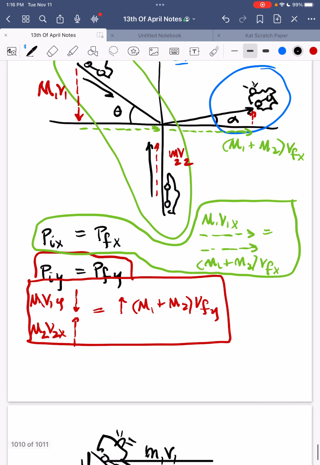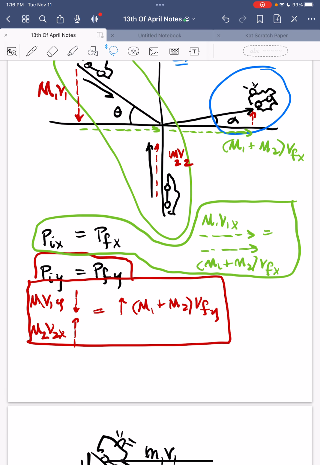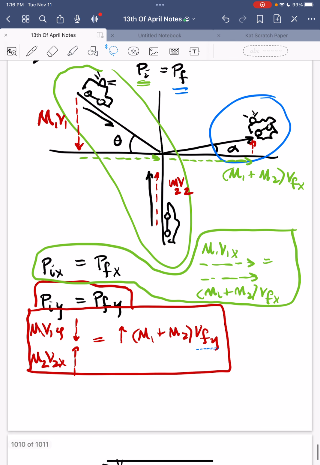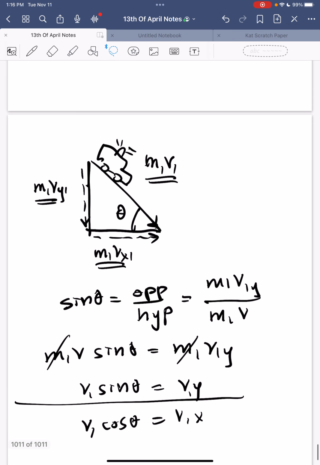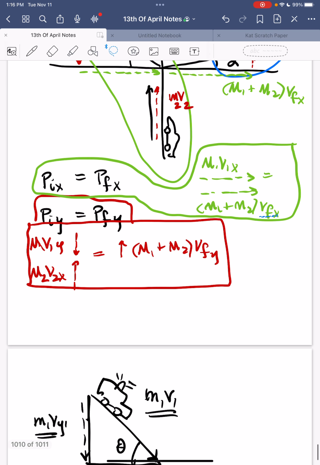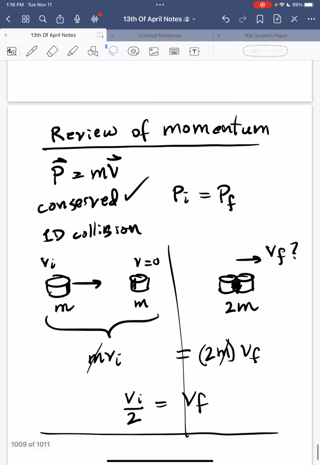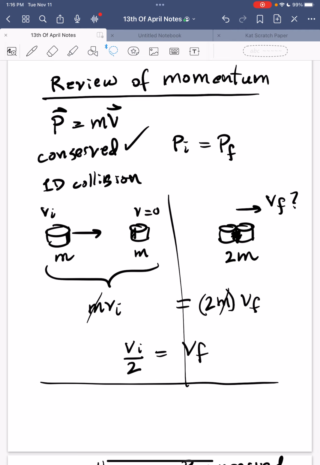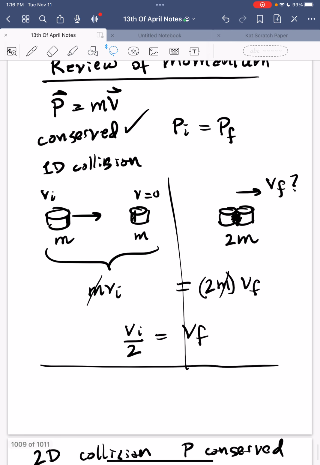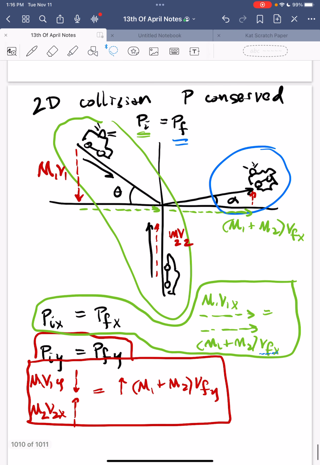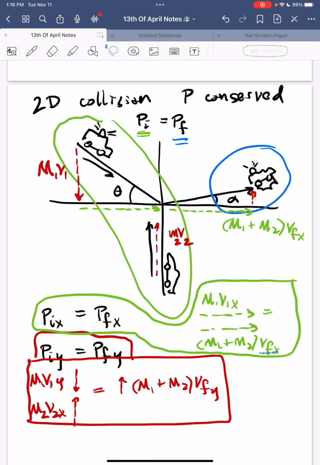And you've got to get these different components that I just talked about: the velocity of 1 in the y direction, the velocity of 2 in the x direction, the final velocity in the y, the final velocity in the x. These are the things you have to pay attention to using trigonometry like that, given the angle. So this is a quick review of momentum. Momentum is defined by m times v. It's always conserved no matter what kind of collision you have. In a 1D collision, I've worked out an example here for you. And here in a 2D collision, I've kind of given you the basics of how it works.